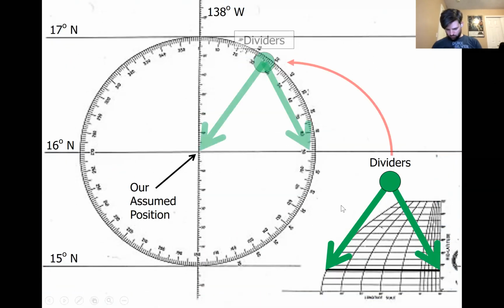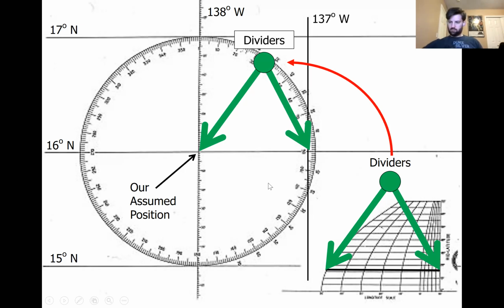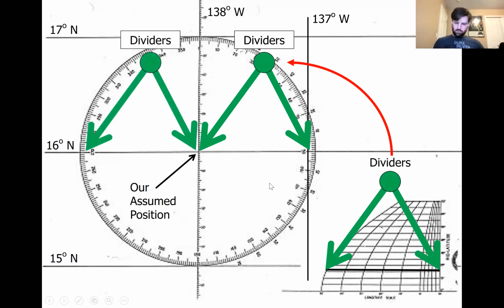And now I'm going to bring the dividers up. The right point there tells me where to draw my first vertical line. Then I do the same thing on the left side, and that tells me where to draw my next vertical line. And so I now have my vertical lines, so my chart is all set up and ready to use.